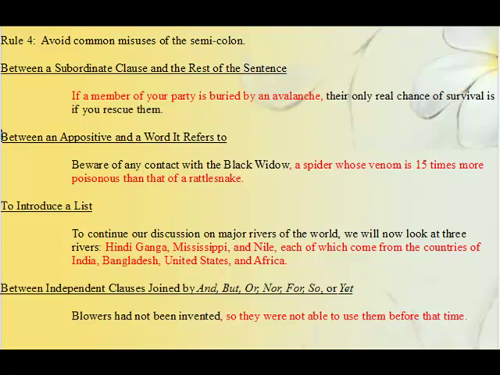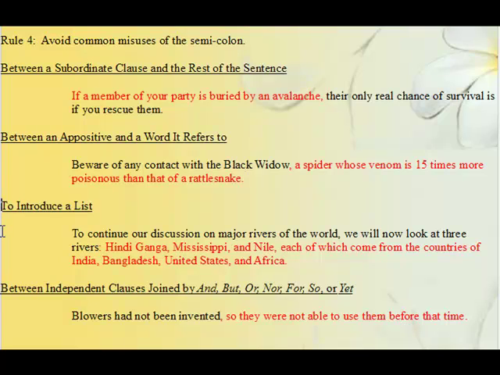Do not use one between an appositive and the word it refers to. Example: beware of any contact with the black widow, a spider whose venom is 15 times more poisonous than that of a rattlesnake. So you definitely do not want to put a semicolon here. It's better to use a comma there. Appositives are separated by commas from the words they refer to.